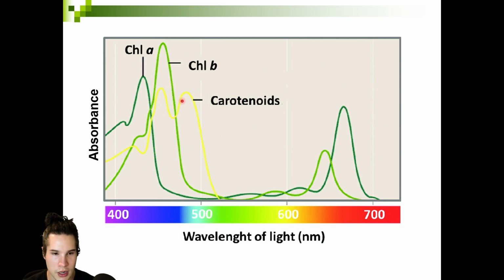Now we also have carotenoids, and all of these are working together to absorb as much light as possible, as many wavelengths as possible. So we have carotenoids that pick up over here, and carotenoids are a family of photopigments that can range from yellow to orange to red. Chlorophyll B is going to be more of a lime green, whereas your chlorophyll A will be more of maybe a bluish green color.